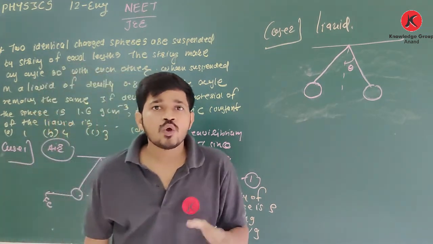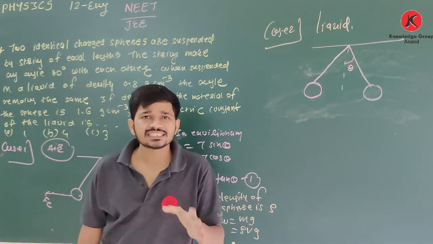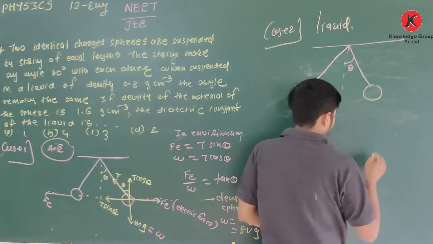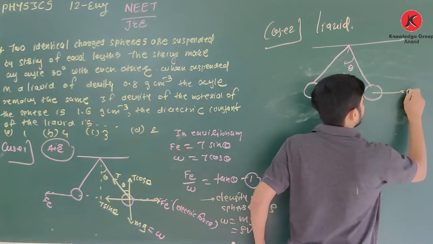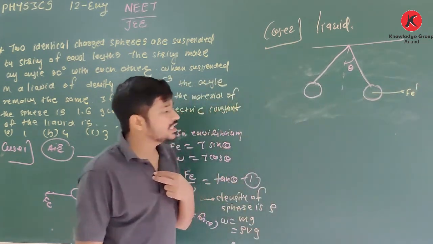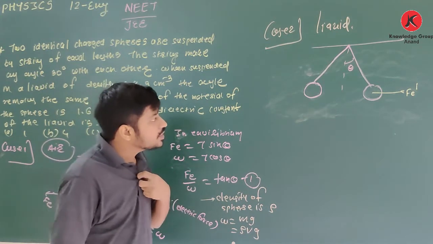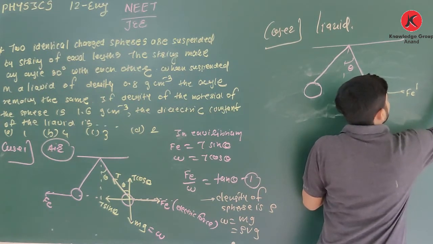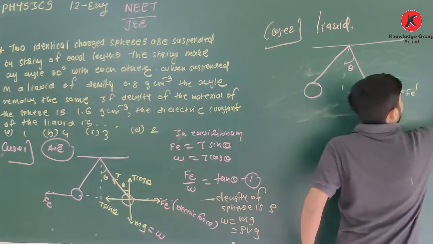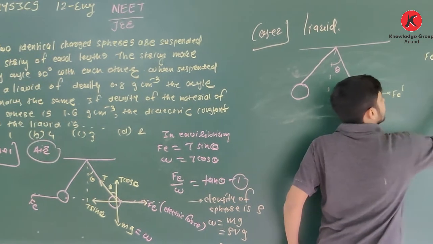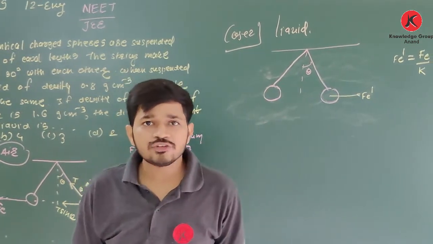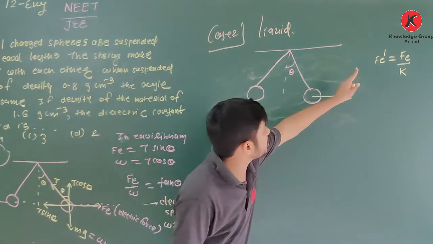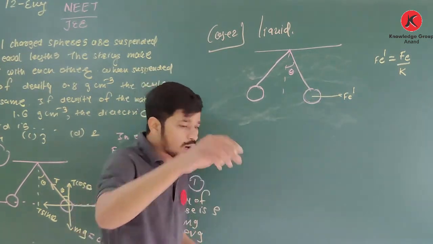We know that when the medium between two charges is changed, electric force also changes. So now the electric force is Fe dash. And what is the value of Fe dash? We know that Fe dash is equal to Fe upon K. Remember, when air is replaced by another dielectric medium, the force acting between them, Fe dash, is equal to Fe by K.